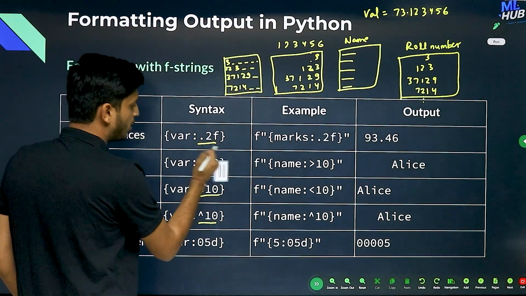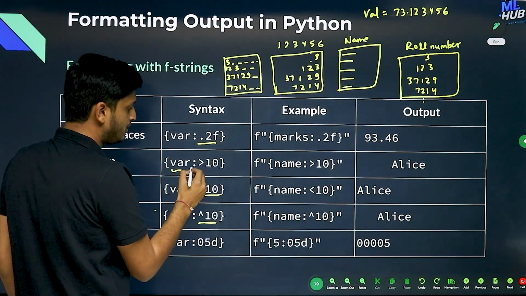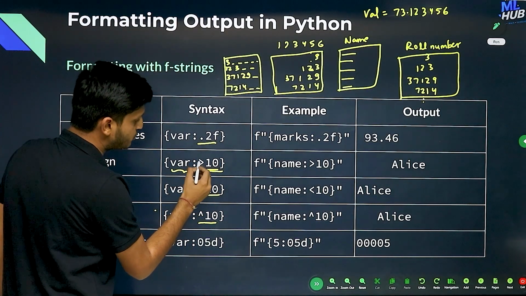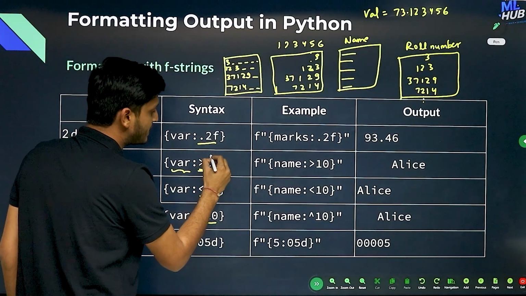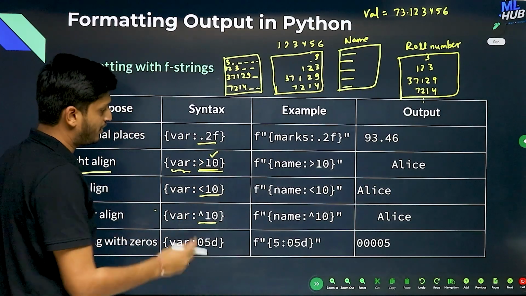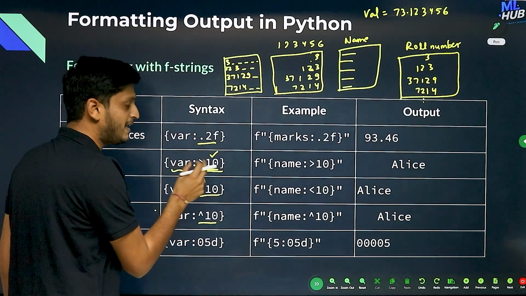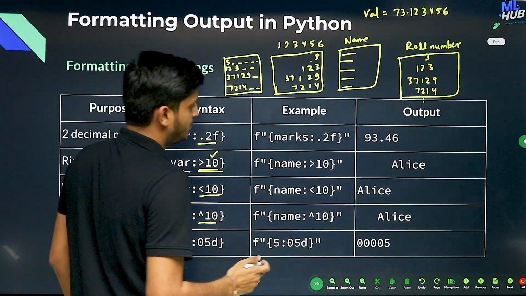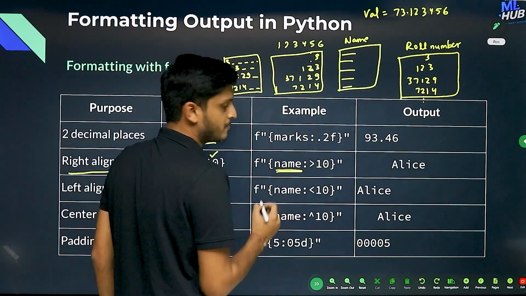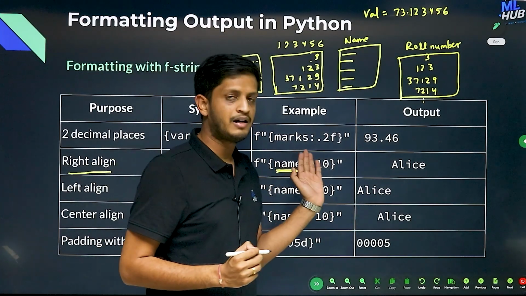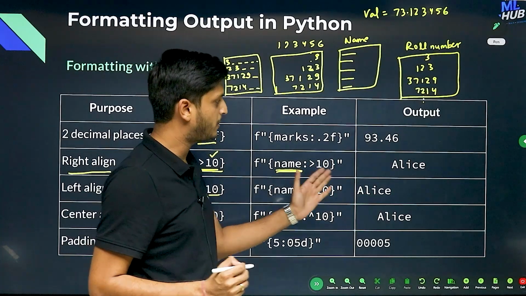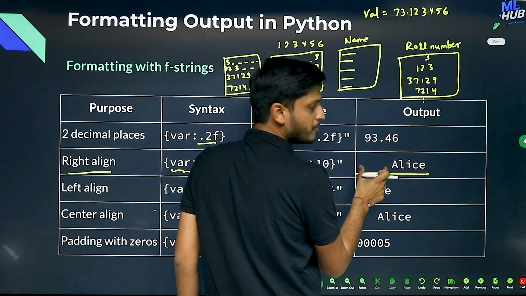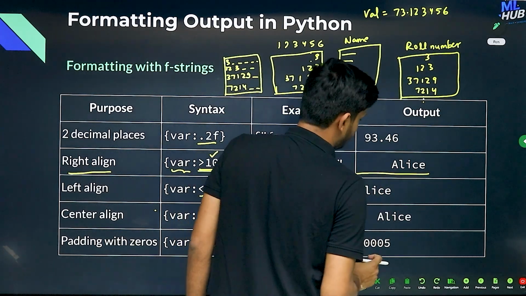So if I use formatted output like this, var colon greater than 10. Greater than 10 means I want to use right alignment and it should use exactly 10 spaces. The variable var should be printed in a block of size 10, and it should be right aligned. So let's say you have a variable called name and you want to print it in exactly 10 spaces, right aligned. Then it will be printed like this, because Alice is 5 characters, so 5 spaces will be added before it and then Alice will be printed.